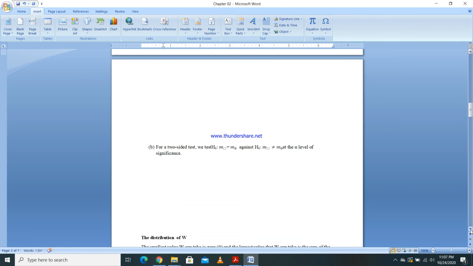So what about a two-sided test? If you are going to apply a two-sided test, how are you going to do it? So we know when it comes to a two-sided test, H naught would be M equal to M naught, and H1 would be M not equal to M naught. Right, so in this case, how are you going to calculate the test statistic? There is a small change.